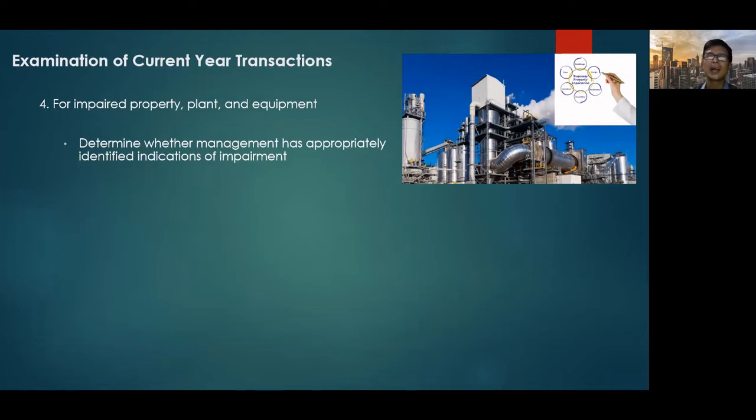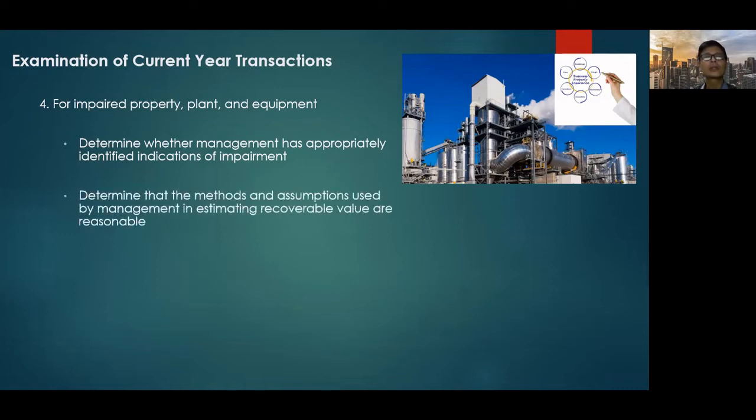So whether these are appropriately identified, no? So ipapakita rin yan, kailangan mag-appear yan dun sa financial statement na this is valued, no, at its, yung less impairment, no, yung impairment loss niya at its recoverable amount, no? Okay? And then determine that the methods and assumptions used by management in estimating recoverable value are reasonable. Okay? So tignan nila kung ano how they value that, no?